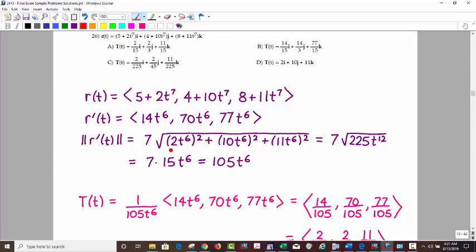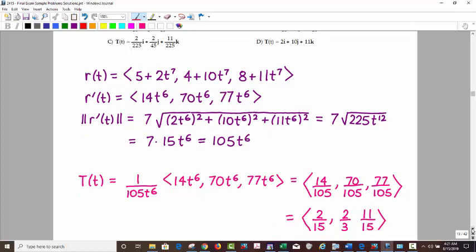So I pulled a 7 out. I ended up with 7 square root of 25 t to the 12th, 25 over t squared, t to the 12th. The square root of t to the 12th is t to the 6th. And square root of 225 is 15. So we have 7 times 15 times t to the 6th is 105 t to the 6th. Yes, if I'd have pulled out that t to the 6th, we'd have had 7 t to the 6th and then times 15 for the magnitude of what was left.